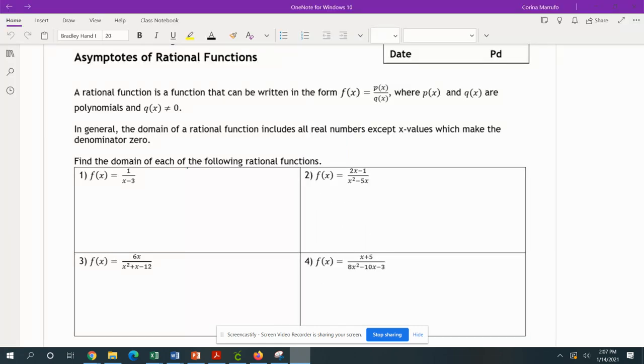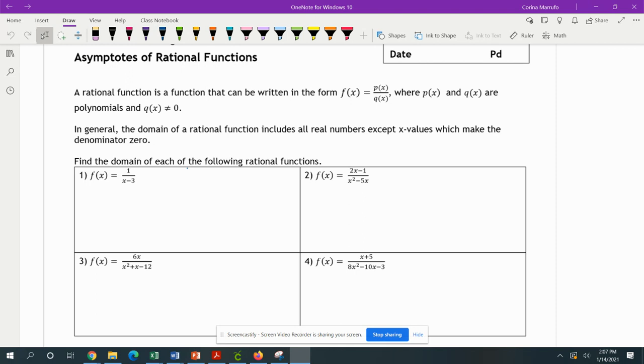So the next thing that we're going to start covering is asymptotes of rational functions. A rational function is a function that can be written in the form of p of x over q of x, where p of x and q of x are polynomials, but q of x cannot equal 0. Whenever you have a 0 in the denominator, that makes your function undefined, okay?